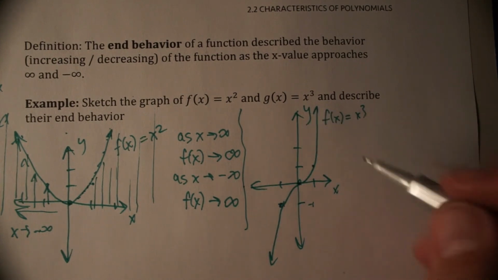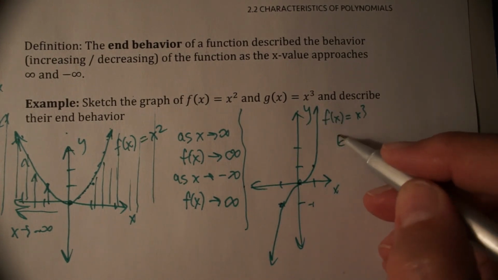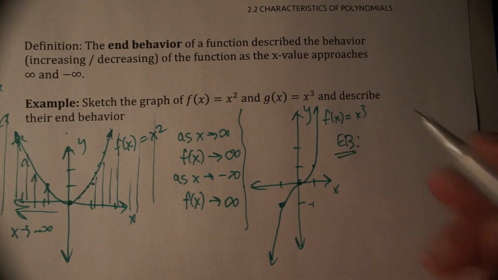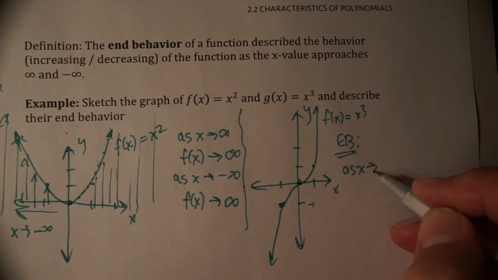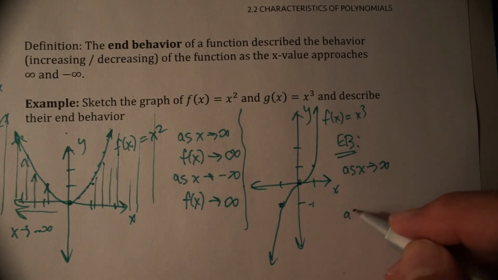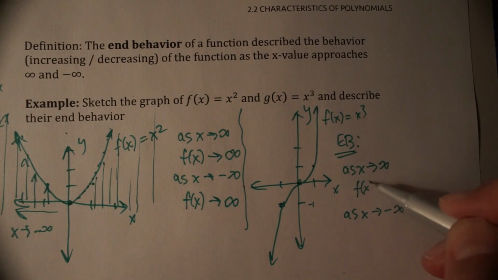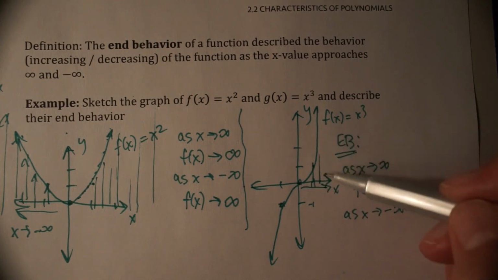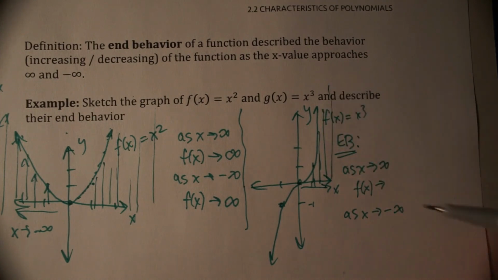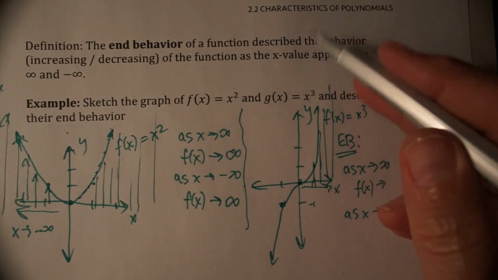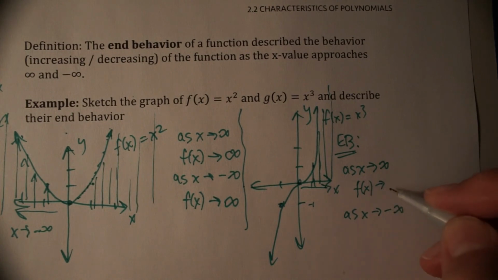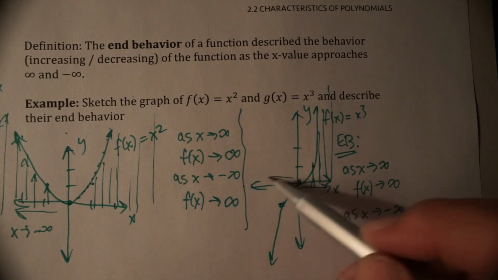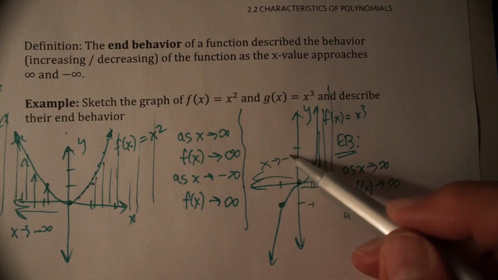Okay, so again, to define the end behavior, we look at what's happening as x approaches positive infinity and what happens as x approaches negative infinity. What's happening to our function? So as x becomes very large in the x direction, what's happening to y? Well, it's also becoming very large in the positive direction, so we would say f of x is approaching positive infinity as well.